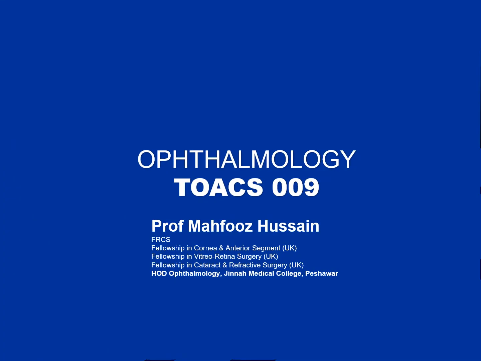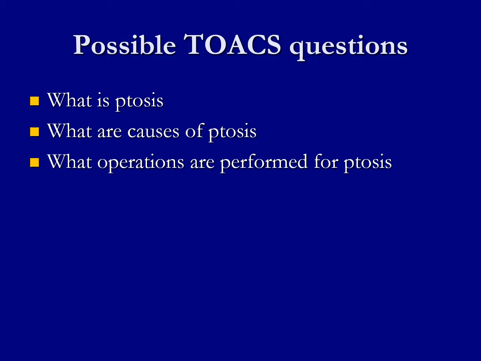Lecture 9, which is about ptosis and its management. Possible questions. Possible question is, what is ptosis? So you have to recognize ptosis. What are the causes of ptosis? You need to divide it into congenital and acquired. And what are the operations performed for ptosis? You have to enumerate different operations and whether they are done for mild, moderate, or severe ptosis. So let's study them.